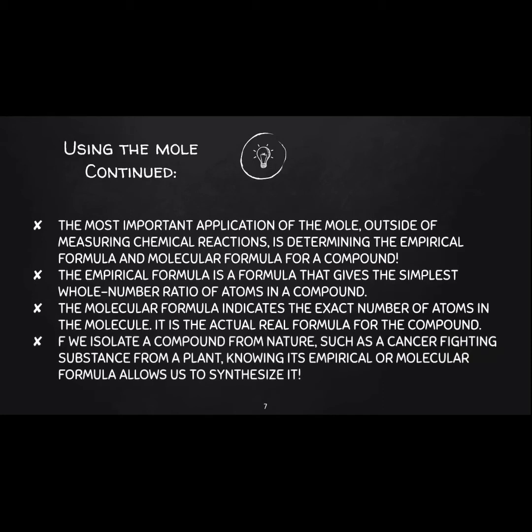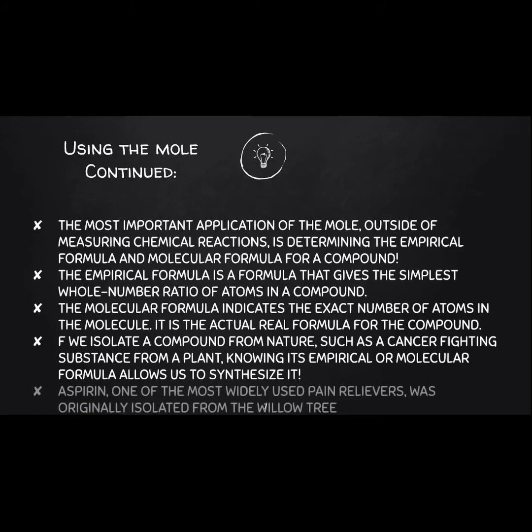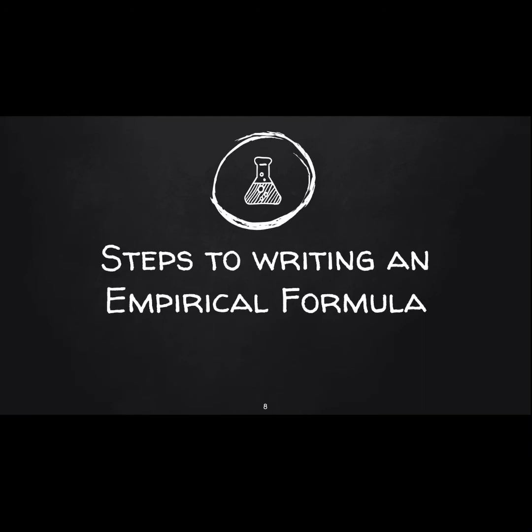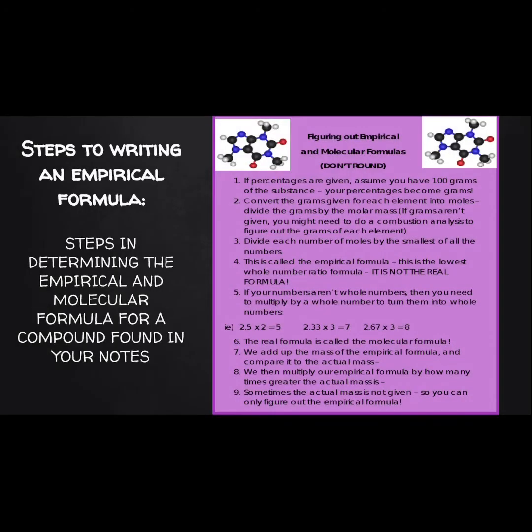If we isolate a compound from nature, such as a cancer-fighting substance from a plant, it's important to know its empirical or its molecular formula so that we can synthesize it and make it in a lab. Aspirin, which is one of the world's most widely used pain relievers, was originally isolated from the willow tree. So here's how you write the empirical formula.